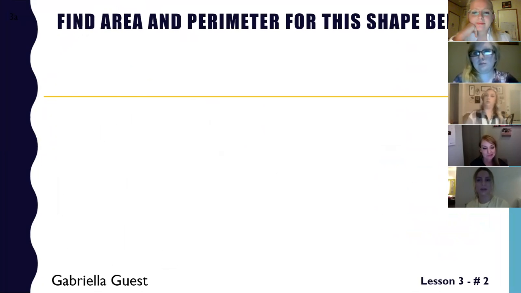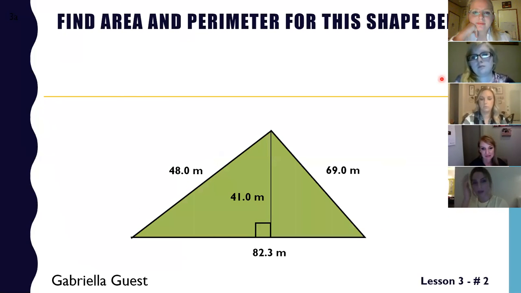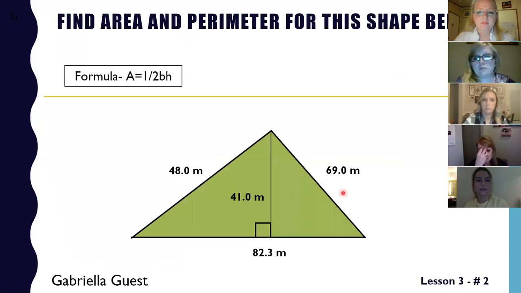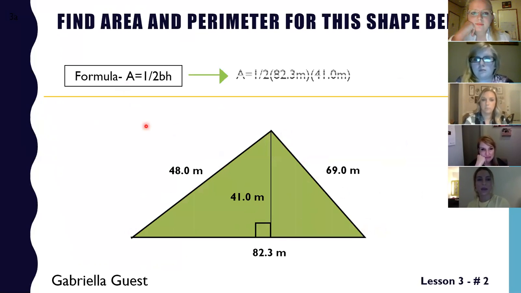Okay, so in this lesson, we're going to go over how to find area and perimeter for a certain shape. Okay, so let's look at this shape. So this is a triangle, and there's 48 meters, 69 meters, and then 82.3 meters. So the formula to find area is A equals 1/2 BH. And then we're going to plug into our numbers.